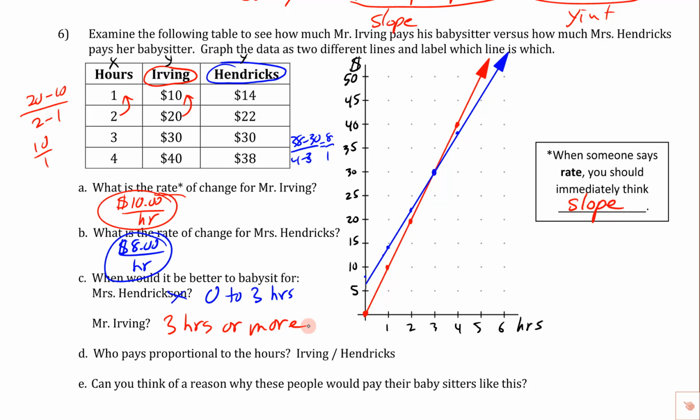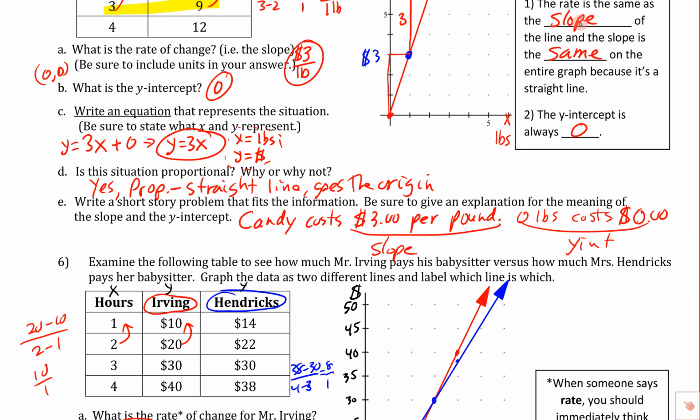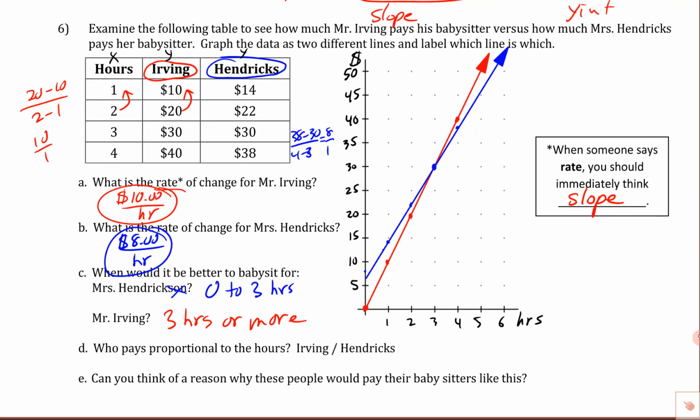Who pays proportional to the hours, Mr. Irving or Mrs. Hendricks? So what we're looking for, remember, is it's got to have the same slope, it's got to be a straight line, and it's got to go through the origin. It's got to have a y-intercept of 0. Well, this one definitely goes through the origin, and it's a nice straight line, and that represents Mr. Irving. So Mr. Irving does. And the reason for that is it's a straight line that goes through the origin. And there's nothing wrong with the way Mrs. Hendricks pays. It is a straight line. It's just not a proportional relationship.